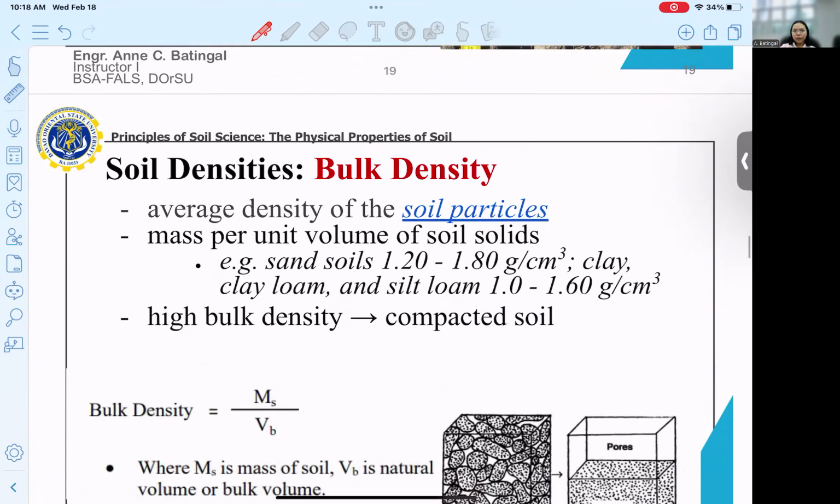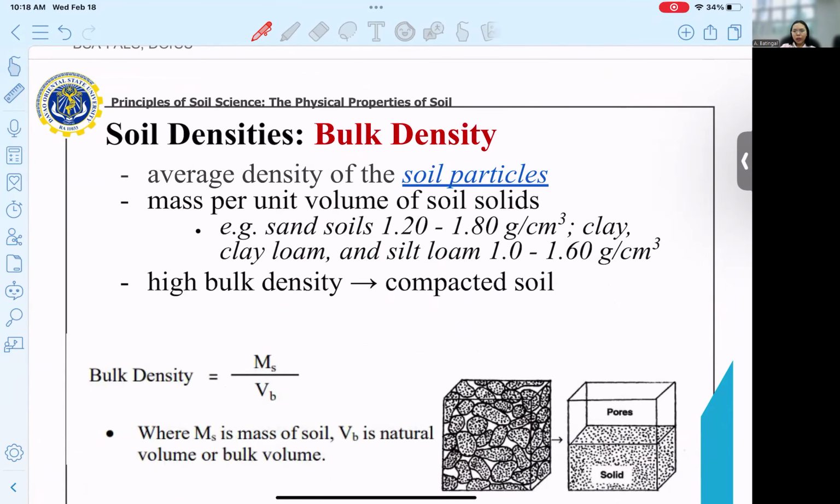Next is you have your density. In terms of, wait, I'll have to cut the recording.